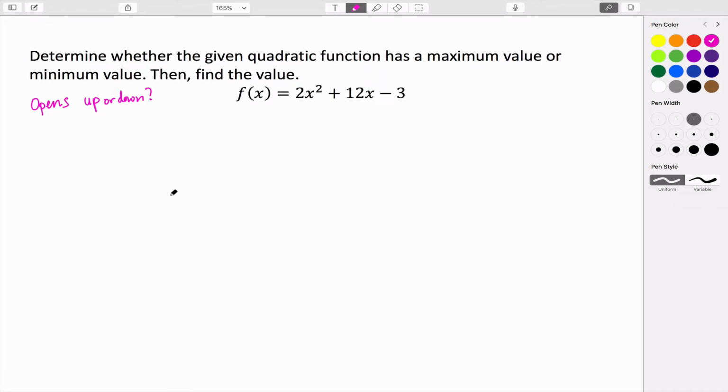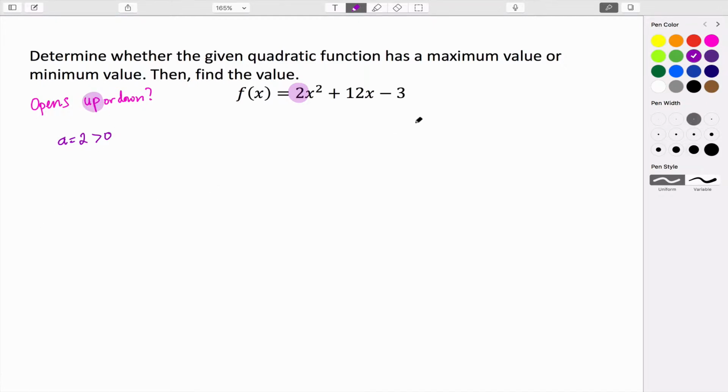Now, how do we know that? The way that we know that is based on the value of a, the leading coefficient. So if our leading coefficient is a positive number, then that tells us that our graph opens up. If it is negative, then our graph opens down. So in this case, we have the a value being 2, which is greater than 0. So that tells us that our graph is going to open up.